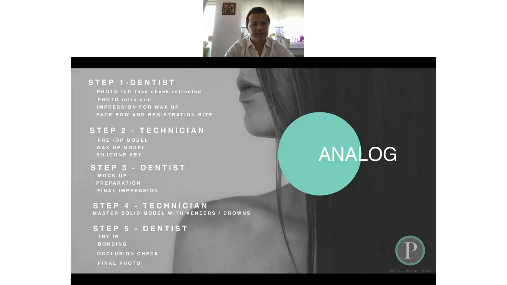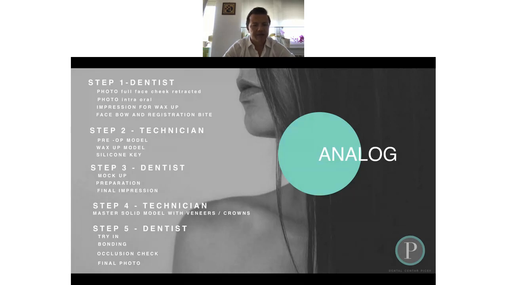Some of my technicians give me a silicone key immediately after the wax-up, or some of them just send me the wax-up, and we make the silicone key in our practice. In the third step, which is the most important step for the patient most of the time, and for us, we do the mock-up. It's a very emotional and important phase if you want to show the patient the new shape and the new outcome of his smile and of his look.